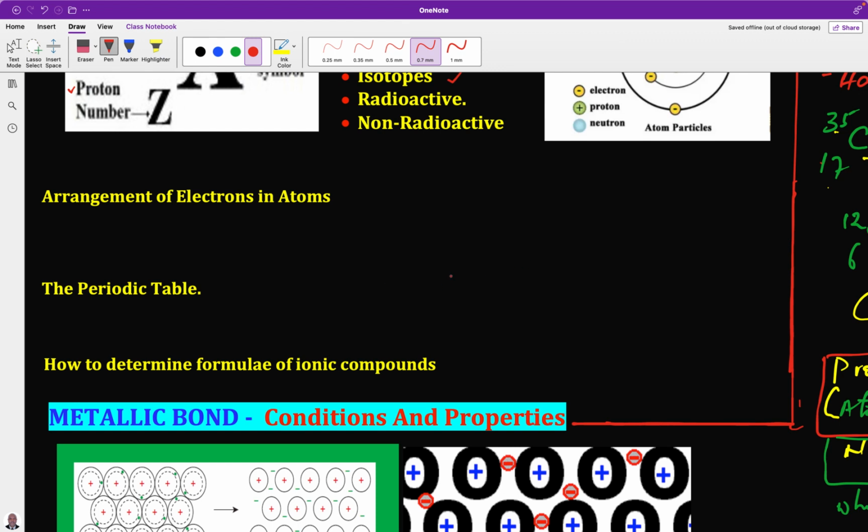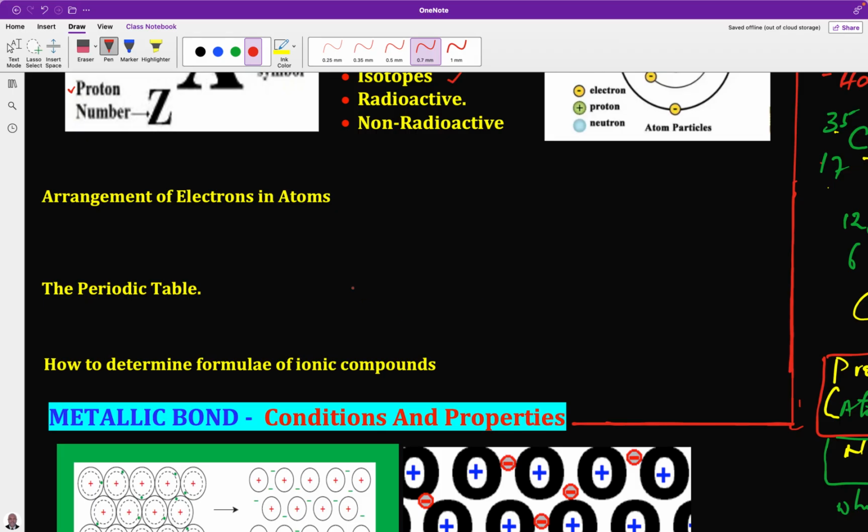From the periodic table, you will notice that elements are arranged in order of increasing proton number. As you are going across the period, you are adding one proton. As you go down the group, you add 8 protons.